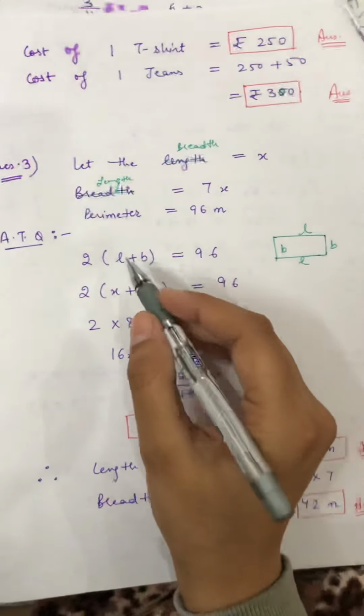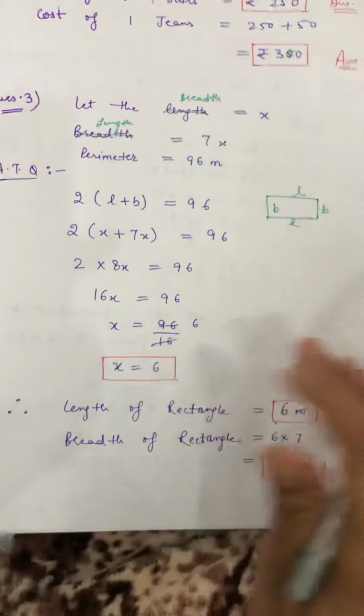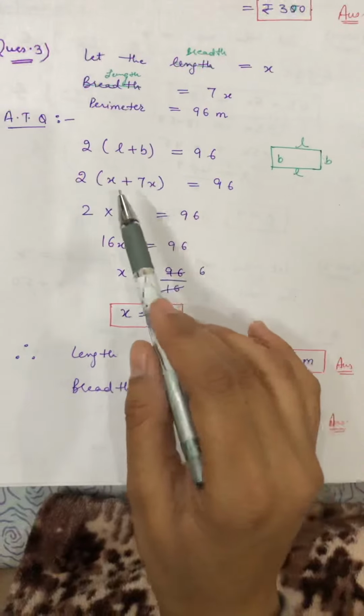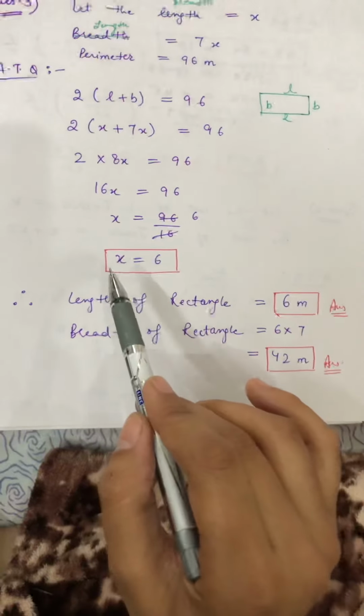L is 7x, and B is X. By mistake it is written breadth is this and length is this. Now do multiplication, shift your variable to the left hand side, constant on the right hand side. Take out your answer. X is equal to 6.